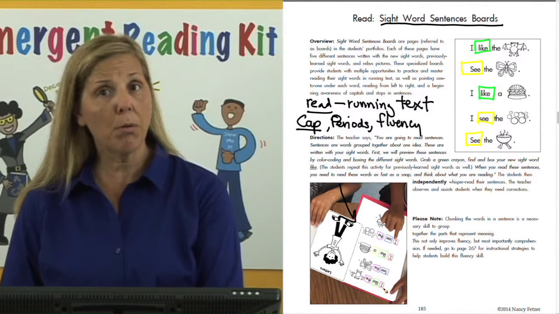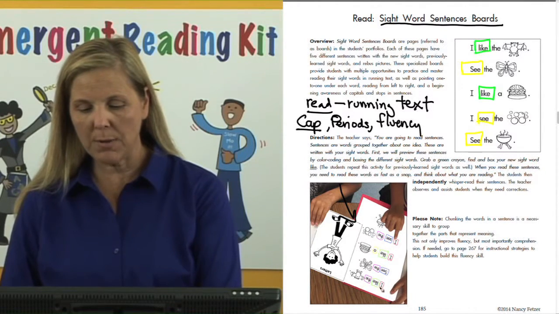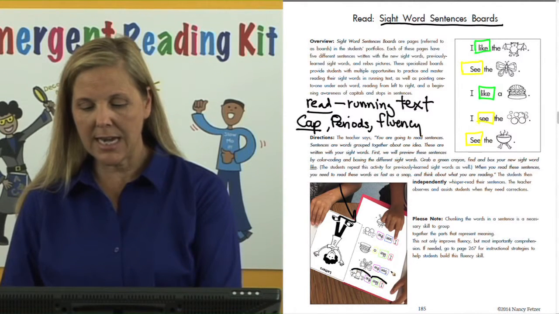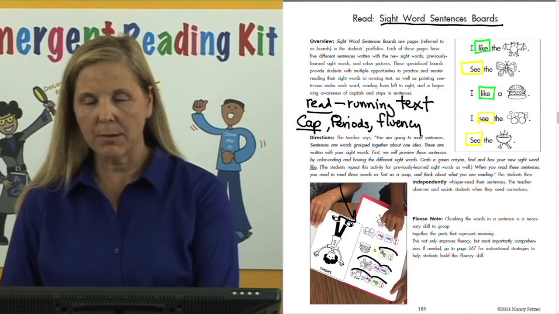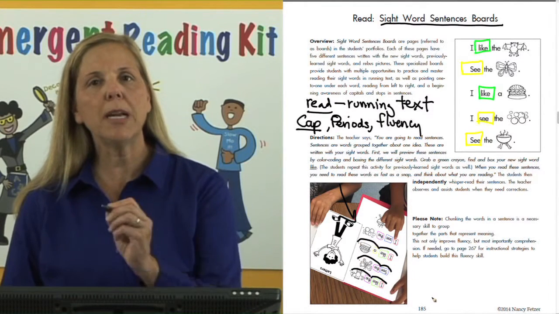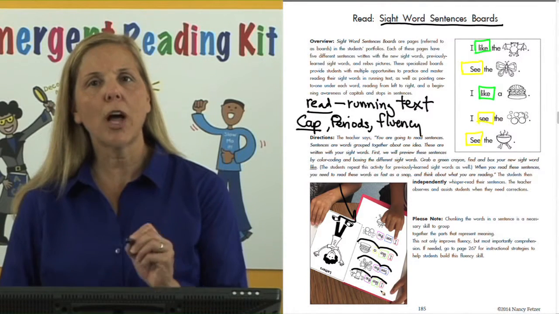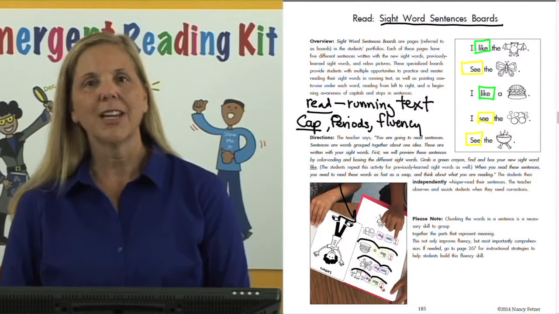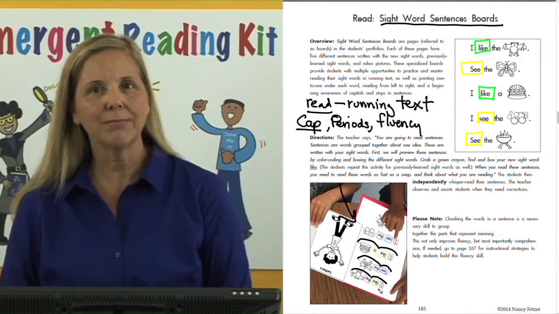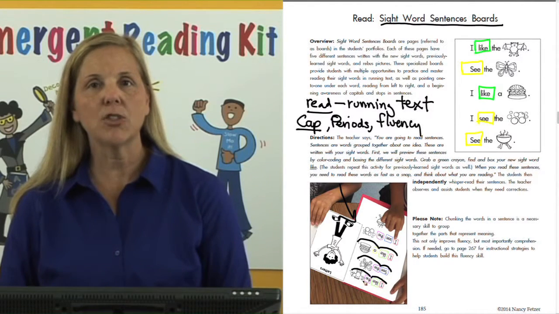Sometimes students have trouble with that, so I will make sweeping lines like I like the bat, see the butterfly, I like a hamburger. So those sweeping lines show them when you see these two words, you're not only going to read them quickly, but you're also going to chunk them together. Students then read these pages.